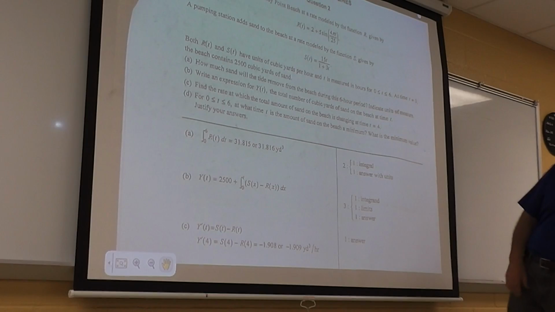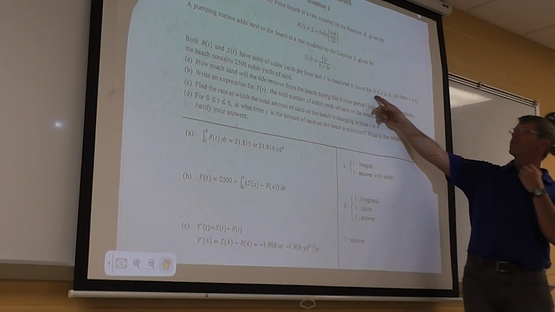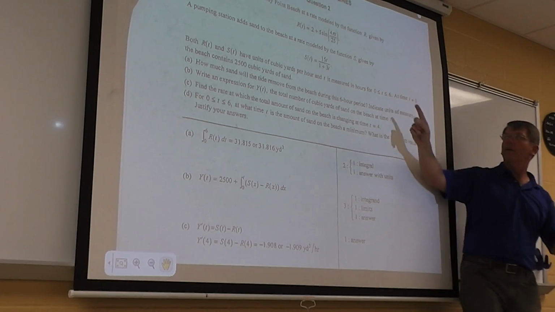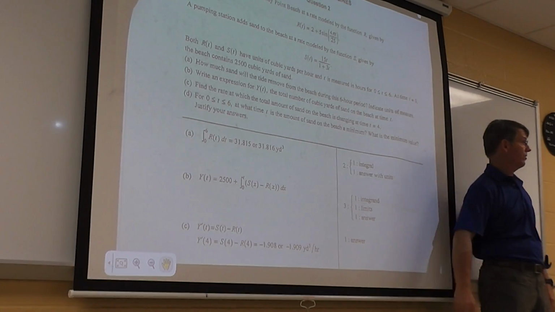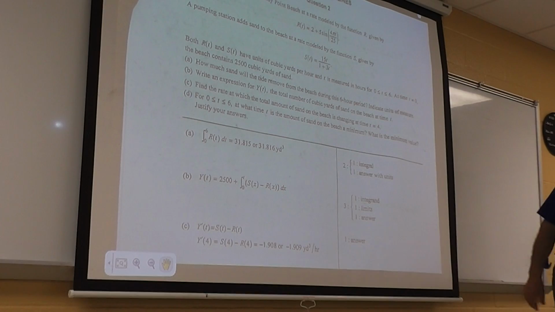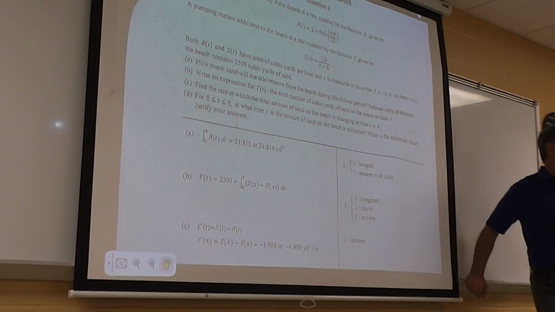All right. It measured in hours from 0 to 6. Look, including 0, including 6. They've given me a closed interval. All right. At time t equals 0, the beach contains 2,500 cubic yards of sand. There is an initial condition. Maybe I use that somewhere along the line to find my plus c that Brenda told us about earlier from the previous question. All right.